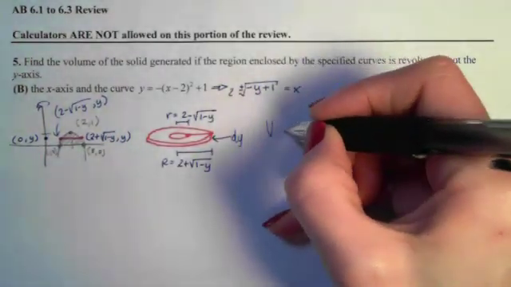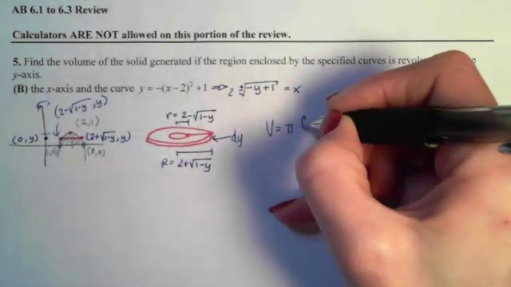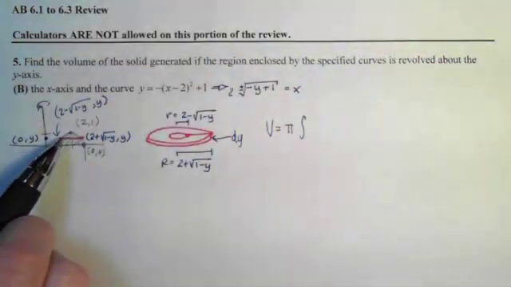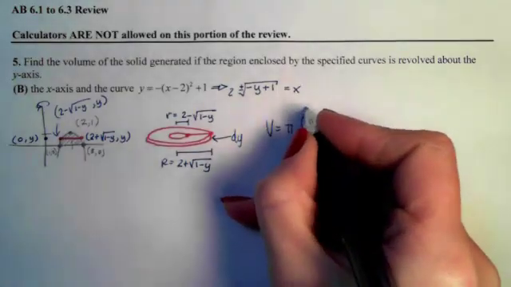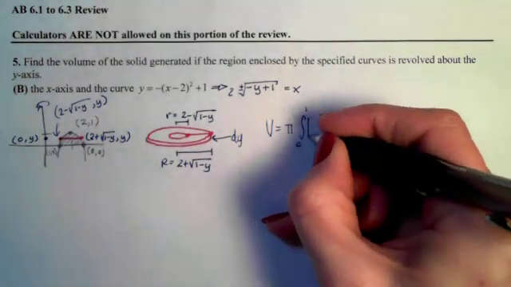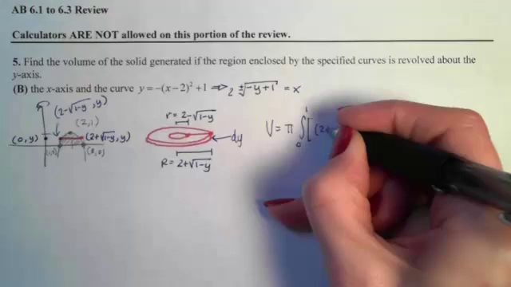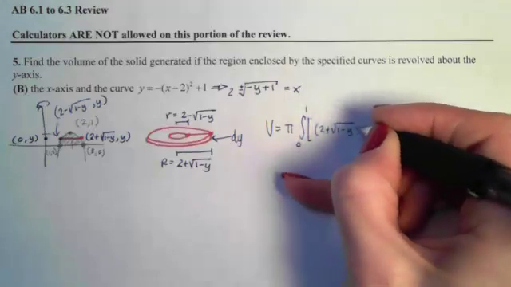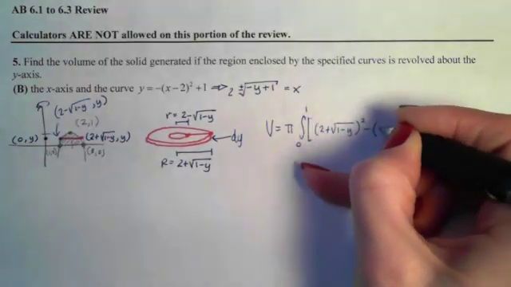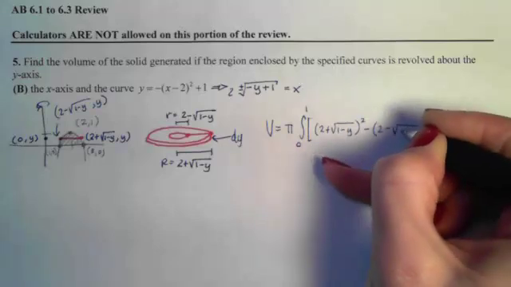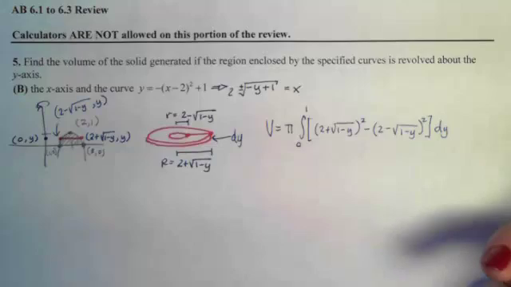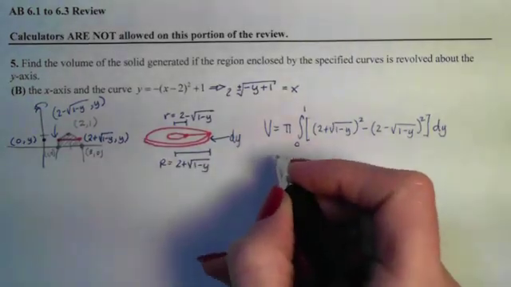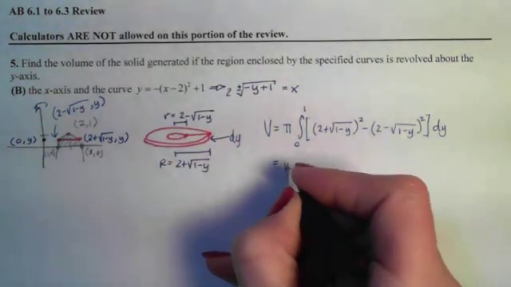So when I set up my, remember thickness here is dy. When I set up my volume integral, it will be pi times the accumulation from the lowest y value to the highest y value, so that's from 0 to 1, of that big radius squared minus the little radius squared. Now we don't have a calculator, so that means we're going to have to multiply all this out and then compute the integral by hand.